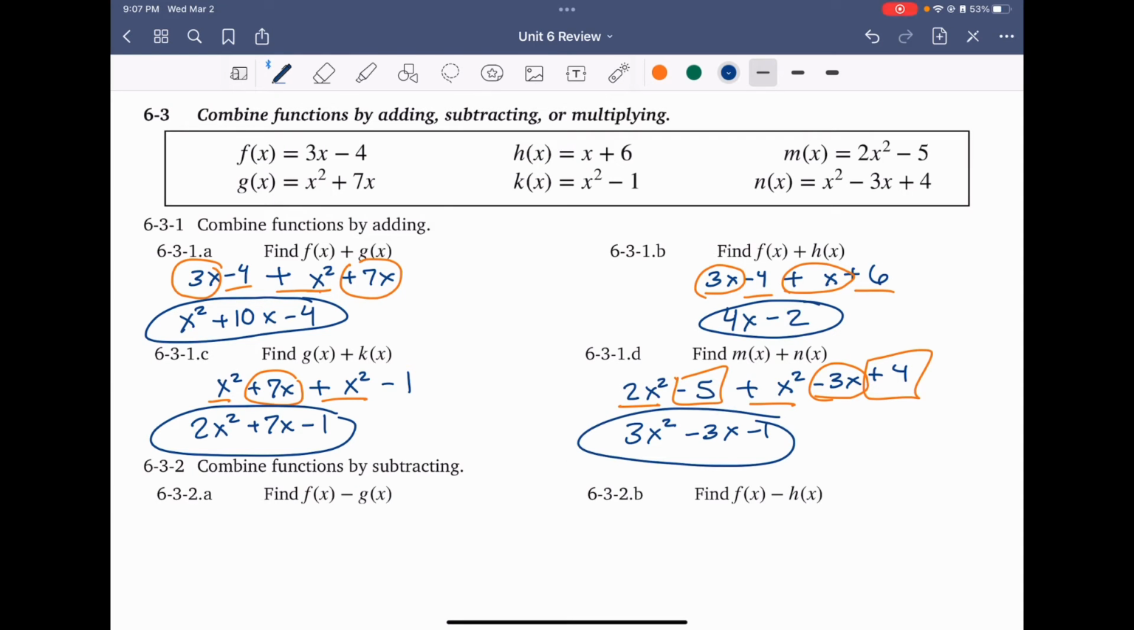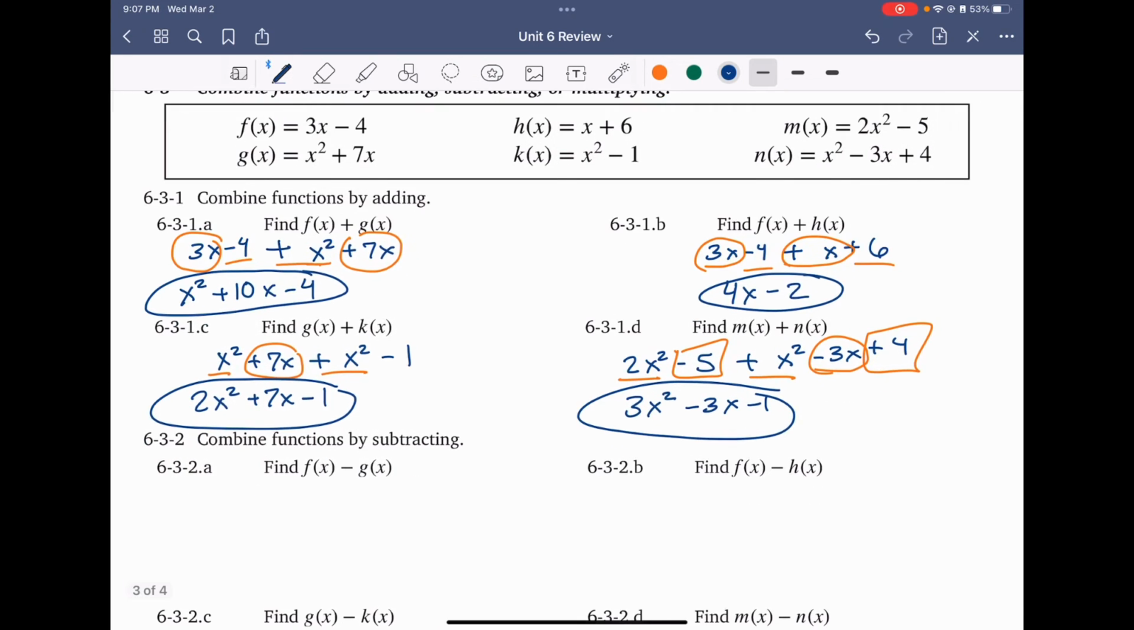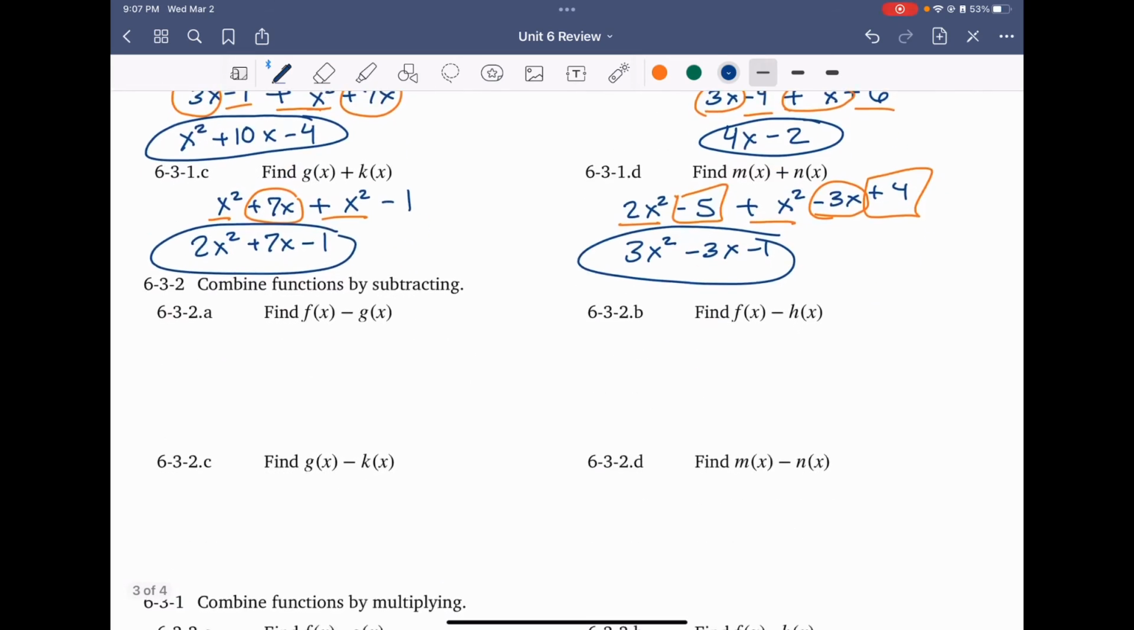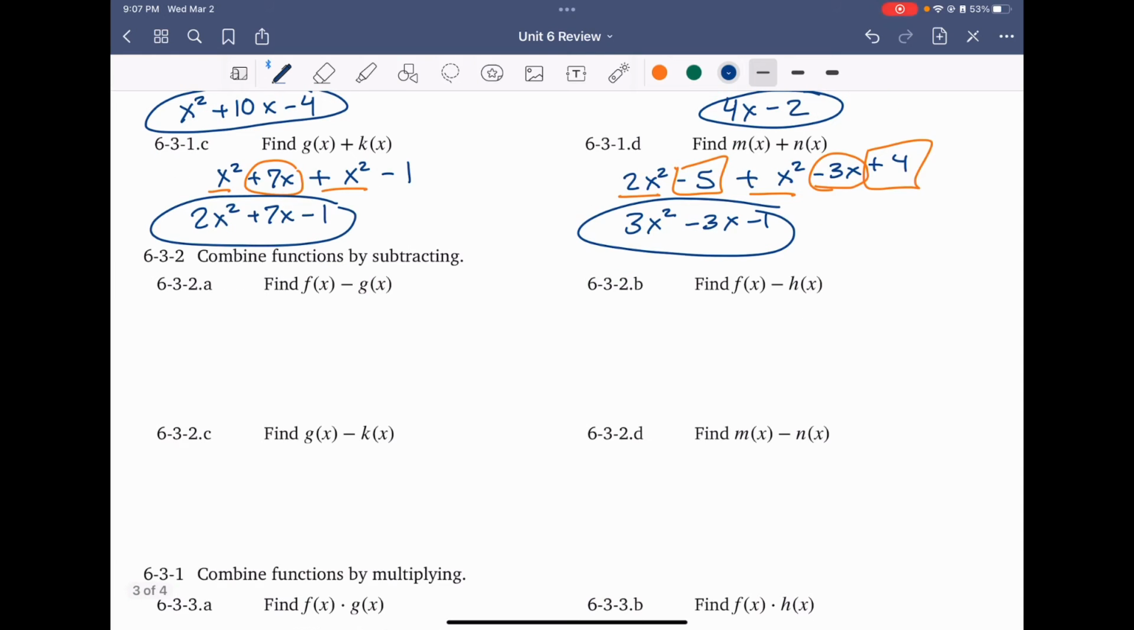All right, adding is pretty simple. I think most of you did a really good job with adding, so just make sure you keep your work neat and make sure you write down the right equations and you should be fine. All right, subtracting. The most important thing to remember when subtracting is to remember to distribute your negative. So the best way to remember to distribute your negative is to use parentheses on the thing that's being subtracted.